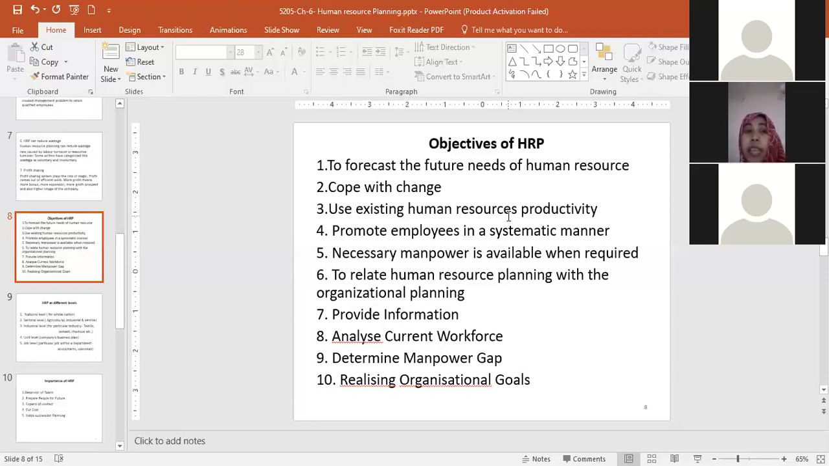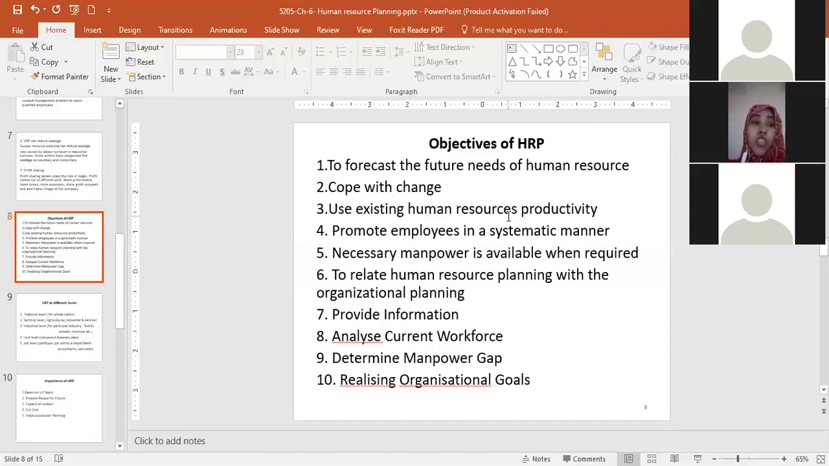And number two is cope with change. Human resource planning is required to cope with change in market conditions, technology, products, and government relations in an effective way. These changes may often require the services of people having requisite technical knowledge and training.